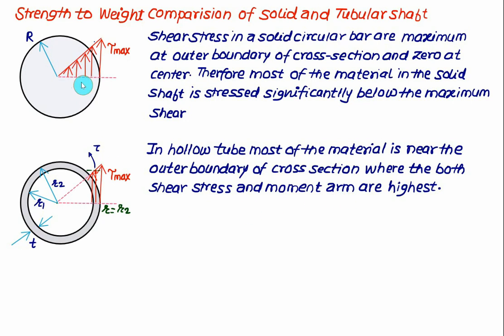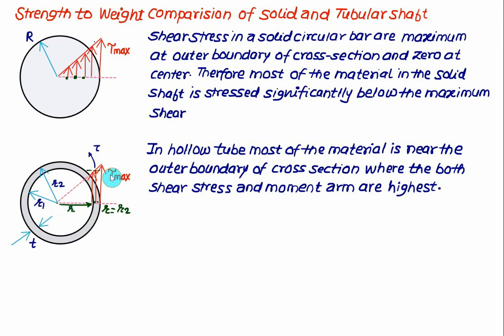Here the moment arm will be R1, here the moment arm will be R2, and this moment arm is variable, whereas the distribution of shear stress here is only from R1 to R2. So for any shear stress you consider here, the value of the moment arm, that is the distance from the center, will be very high. So this is the advantage.